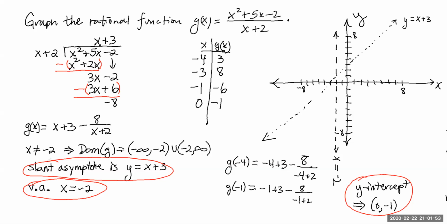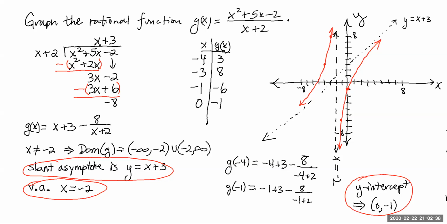Now, I think we're ready to plot the ordered pairs as well. Let's try -4, 3. So there's a dot. -3, 8. There's a dot. -1, -6. There's a dot. 0, -1. Here's a dot. And why do we need these asymptotes? Well, when we connect the dots, it turns out the function is actually approaching these asymptotes. You get very, very close to them. Make sure you put arrows at the end of your graphs to symbolize that the values go on forever.